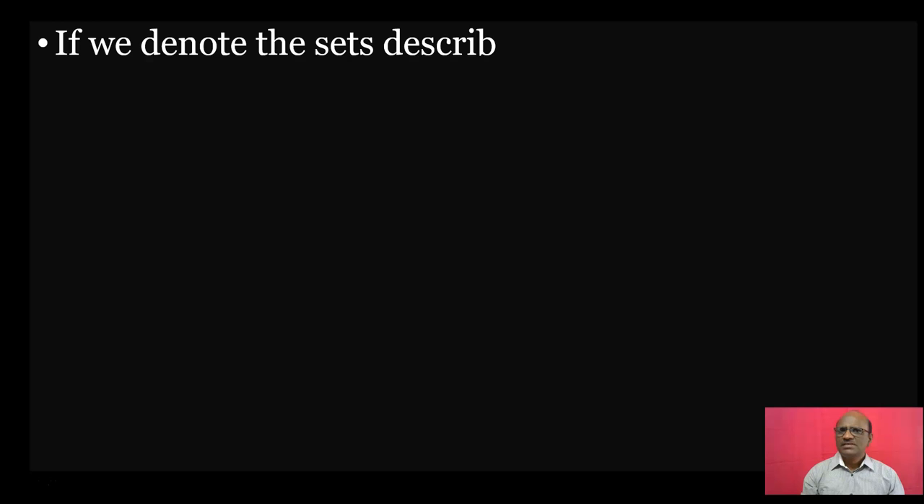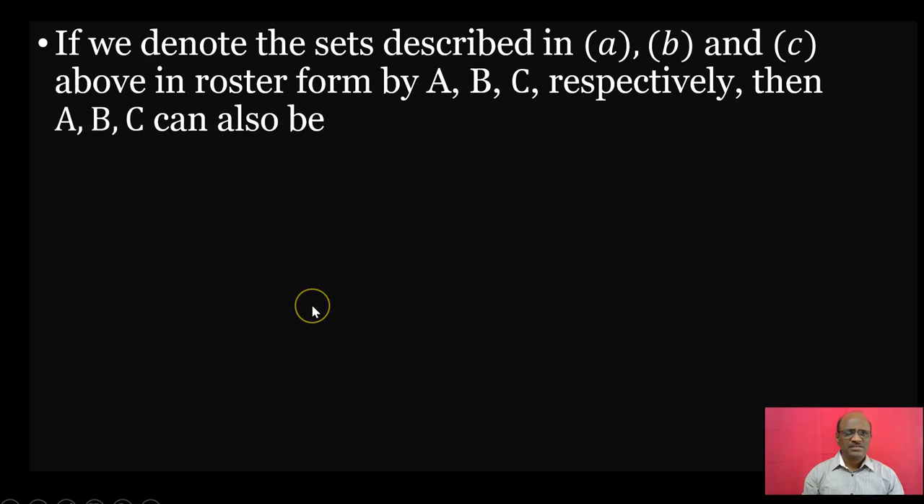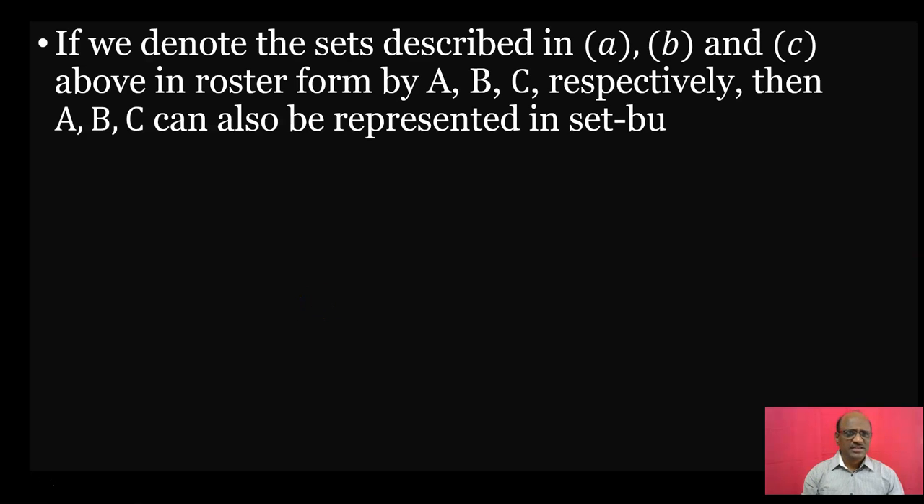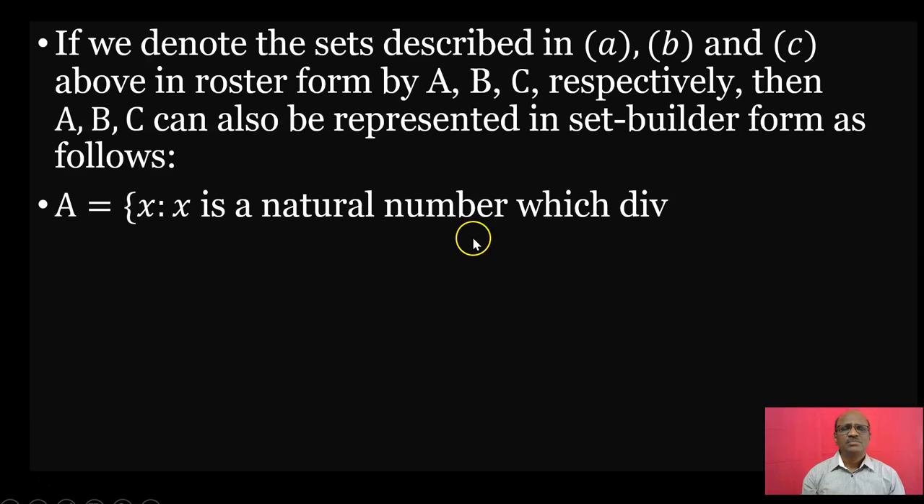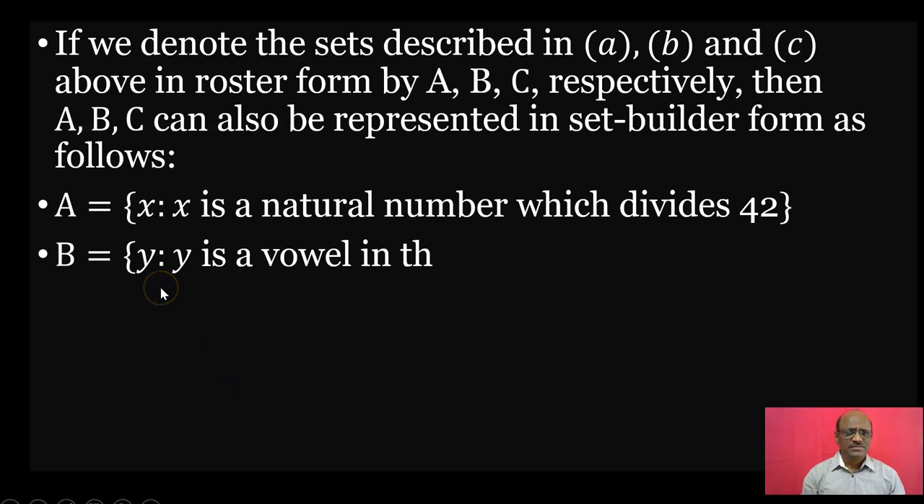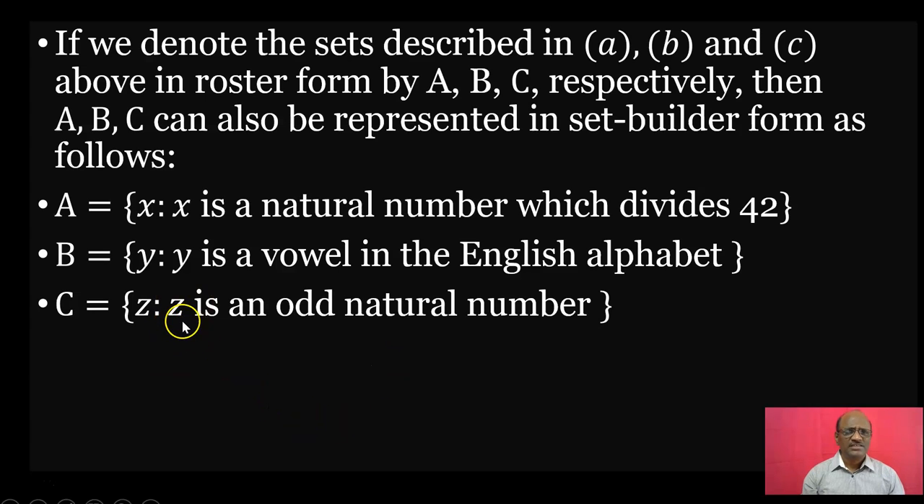If we denote the sets described in A, B and C above in roster form by A, B, C respectively, then A, B, C can also be represented in set builder form as follows. A = {x : x is a natural number which divides 42}. B = {y : y is a vowel in the English alphabet}. C = {z : z is an odd natural number}.